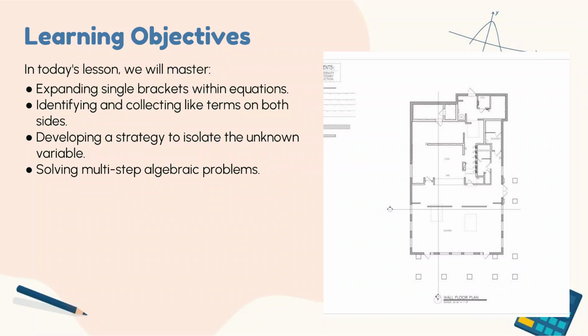In today's lesson, we will master 4 key skills. First, we will practice expanding single brackets within equations. Second, we will learn how to identify and collect like terms on both sides. Third, we will develop a strategy to isolate the unknown variable. Finally, we will solve multi-step algebraic problems. These skills are important because complex equations appear regularly in GCSE Maths, especially in algebra and problem-solving questions.